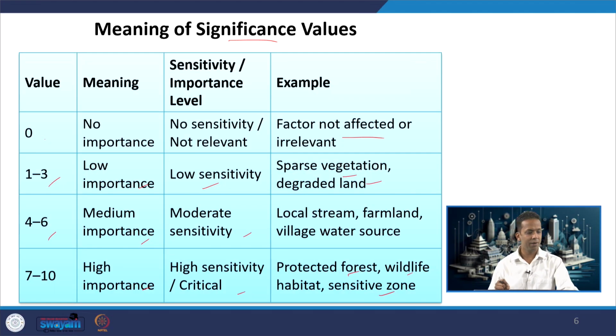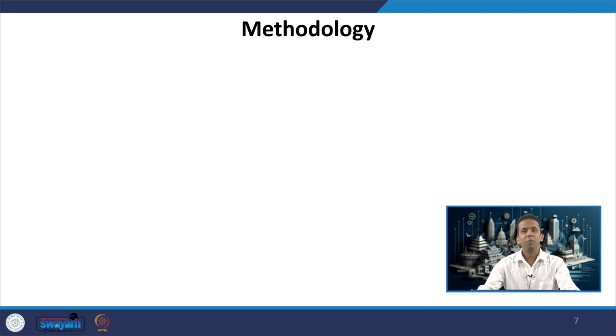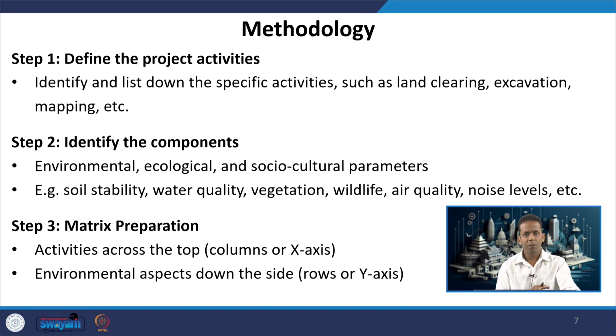Now, the methodology for the Leopold matrix. The first couple of steps are similar to the one in the simple matrix. You first define the project activities: identify and list down all the activities which you think may have an impact on the environment. For example, land clearance, excavation, mapping, etc. Then identify and list down all the components of the environment. Okay, it can be under the categories of environmental, ecological, socio-cultural, economic. List all the components which may get impacted by the project activity.